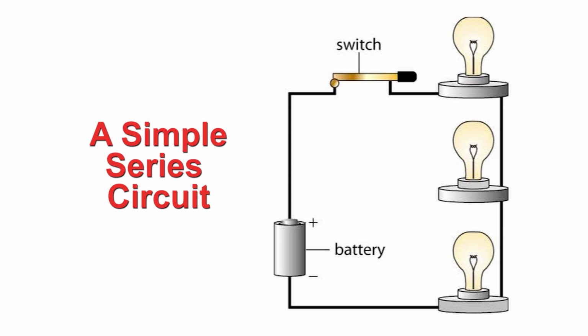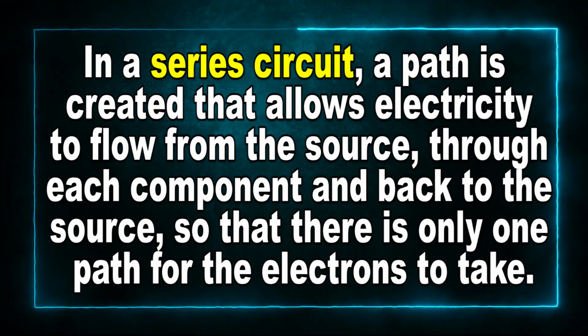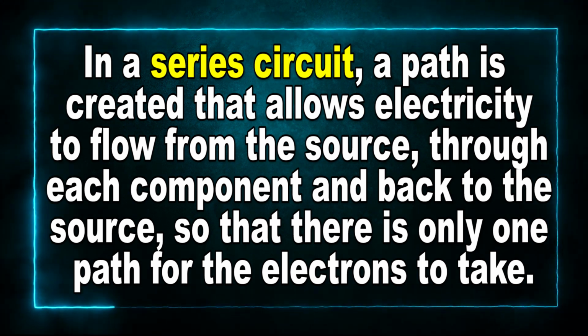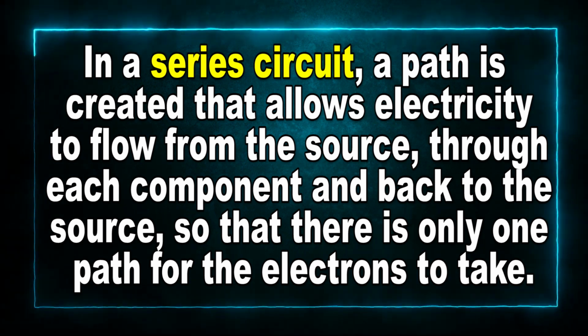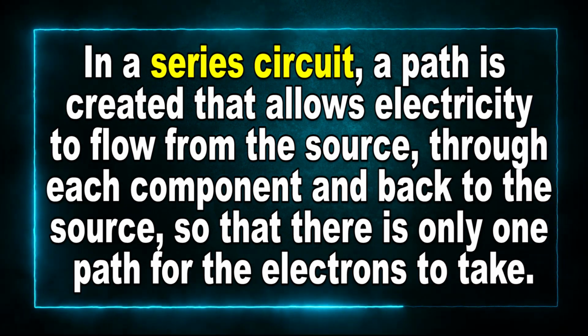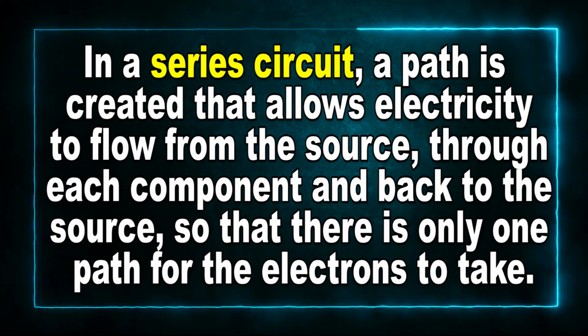We have all the parts we also discussed, but if you check, you will see this one has 3 different bulbs. The one switch and the battery are controlling this entire circuit. So energy is flowing from bulb 1 to bulb 2 and then bulb 3. In a series circuit, a path is created that allows electricity to flow from the source through each component and back to the source, so that there is only one path for the electrons to take.